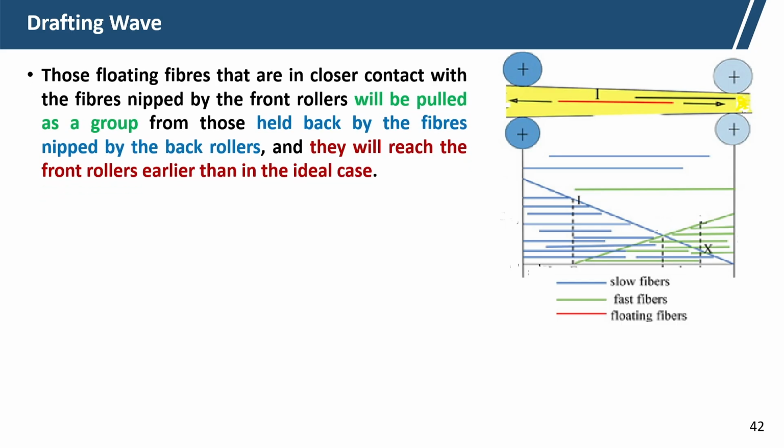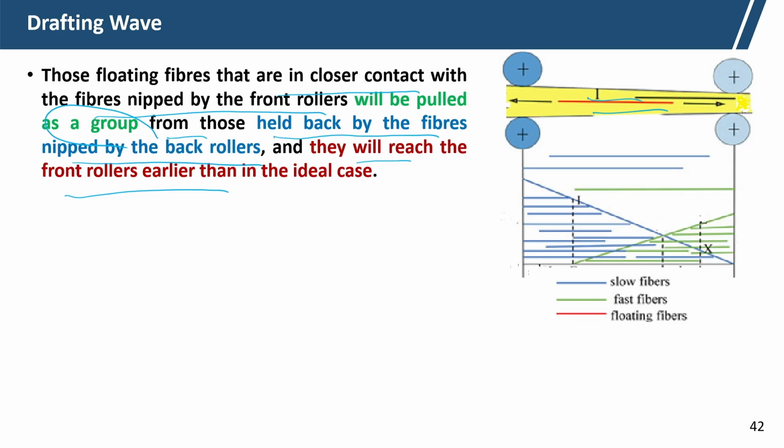So, these floating fibers that are in close contact with the fibers nipped by the front roller will be pulled as a group, away from those held back by the nip of the back roller. So, they will be pulled as a group and they will reach the front roller nip earlier than in the ideal case.